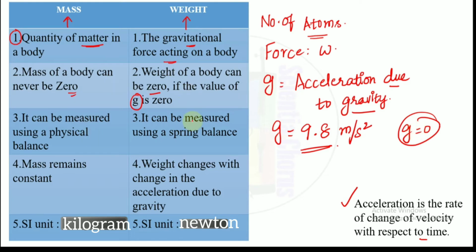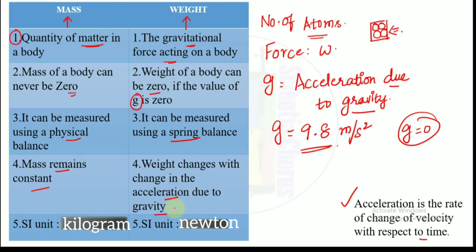And the third one: mass can be measured using a physical balance, and weight can be measured using a spring balance. And the fourth one is that mass remains constant. If you take some object, for our understanding, imagine that there are only 4 atoms in this object. Even if you take this object from one place to another, or to space, or to some other planet, the number of atoms in this object will never change; it will be the same. So that's why mass remains constant, but weight changes with a change in the acceleration due to gravity.